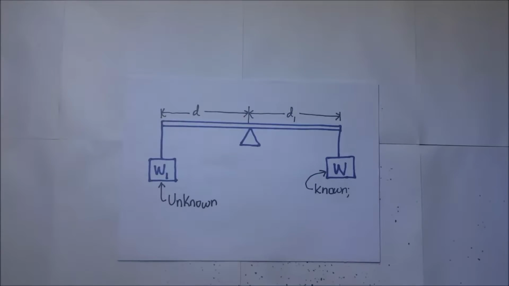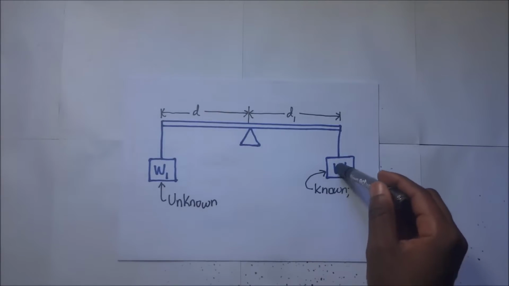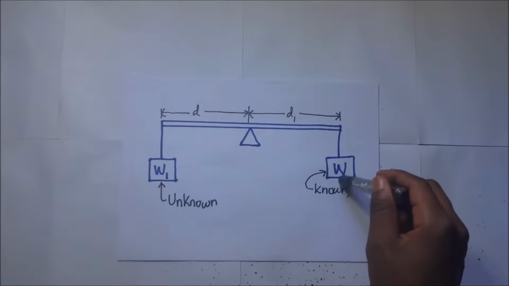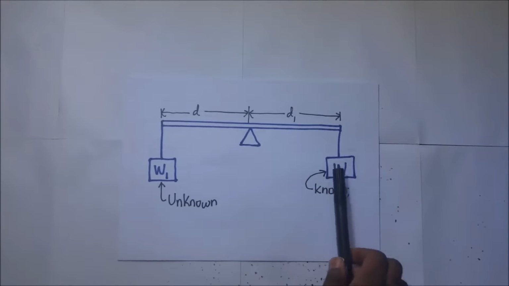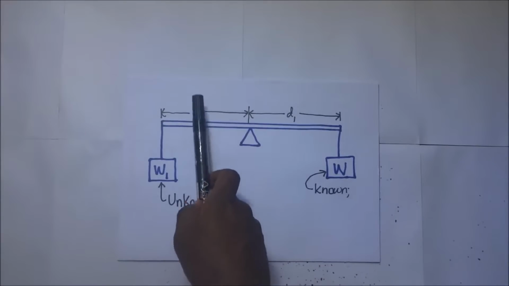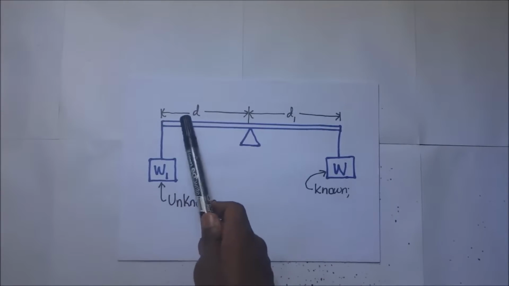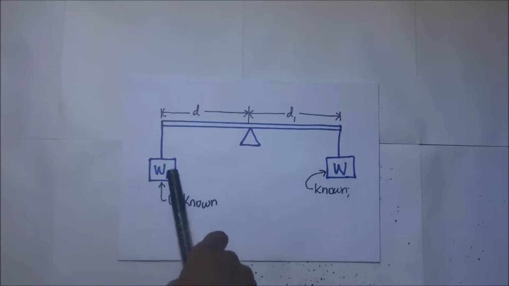Of course, right there, what we have there is a balanced lever. That's a lever with a weight W, a known weight. D1 is going to be the distance from the known weight to the pivot, then D is going to be a fixed distance that we are going to maintain throughout our experiment from our pivot to a weight W1, which weight we do not know.